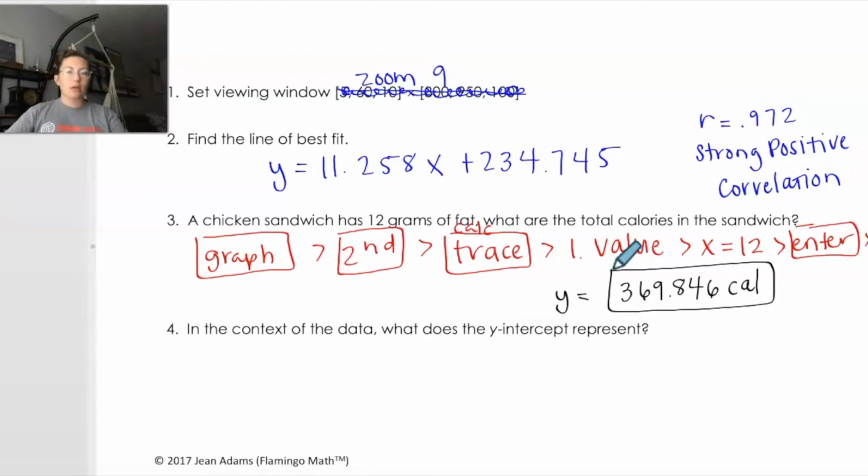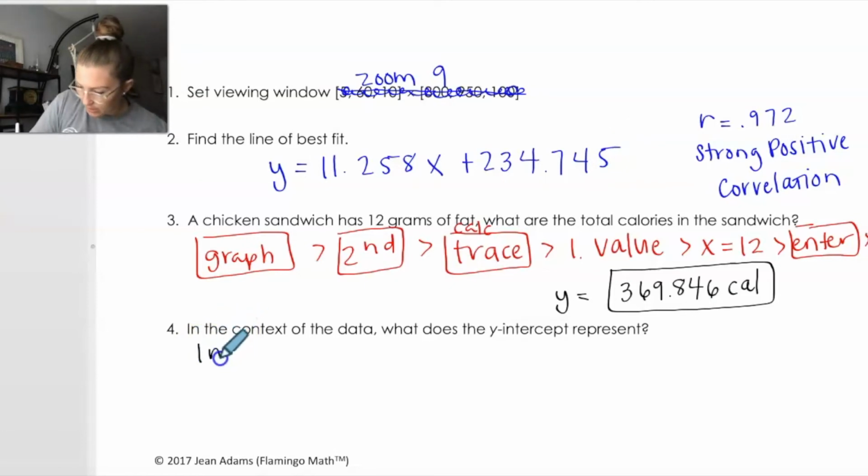Okay, so now we're going to just talk about the idea behind this. So it says, in the context of the data, what does the y-intercept represent? So what would my y-intercept represent? Let's see, what is my y-intercept? So my y-intercept is 234.745. So that represents if x, and x is your fat, if there's 0 fat, there's still going to be 234.745 calories in the sandwich. So that's what that means.